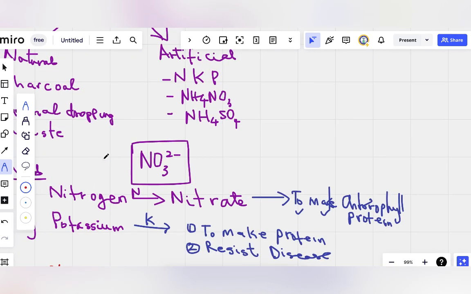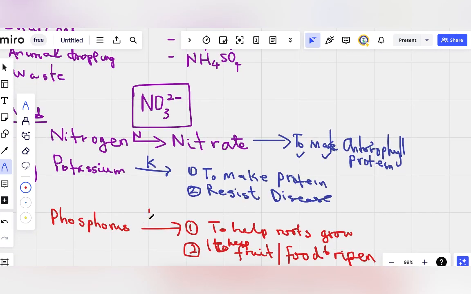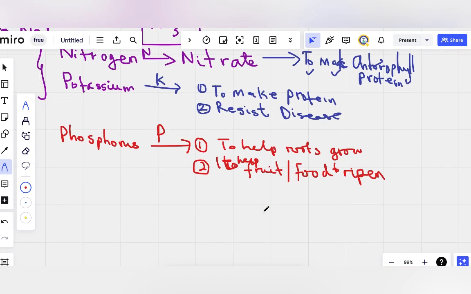So you can see why NPK. N is for nitrogen, K is for potassium, and P is for phosphorus. So NPK, in order, we arrange them like this: first, second, third. They are all needed in the soil. So now we know their functions, and we've defined fertilizers, right?